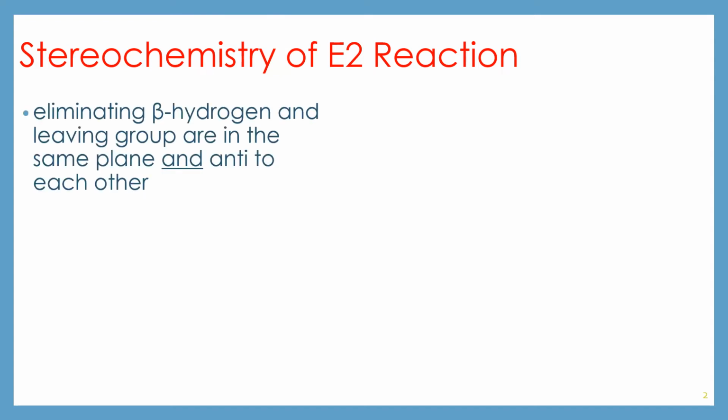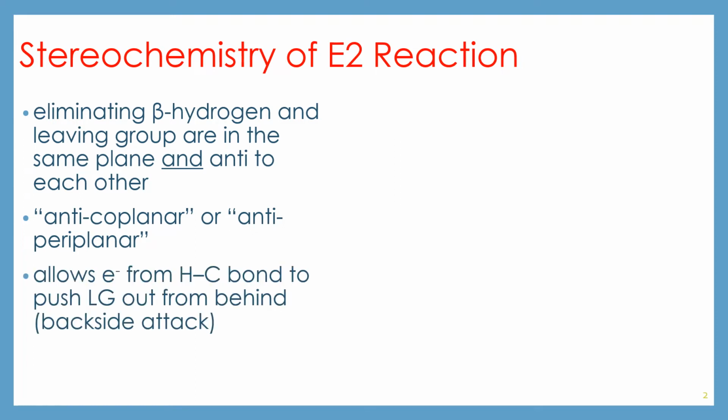So the first thing that you have to know about the E2 elimination is that the eliminating beta hydrogen and the leaving group must be in the same plane and anti to each other. Another way to say this is anti-coplanar or anti-periplanar. These words mean the same thing.